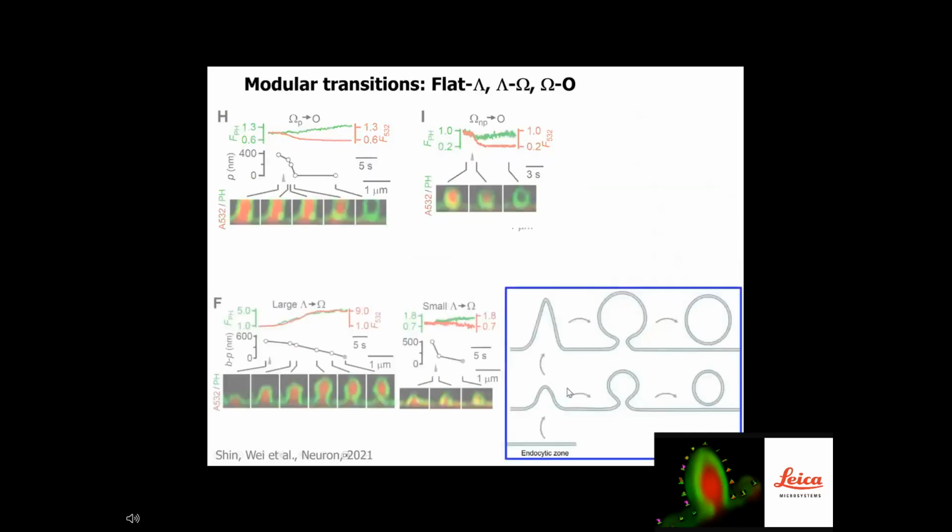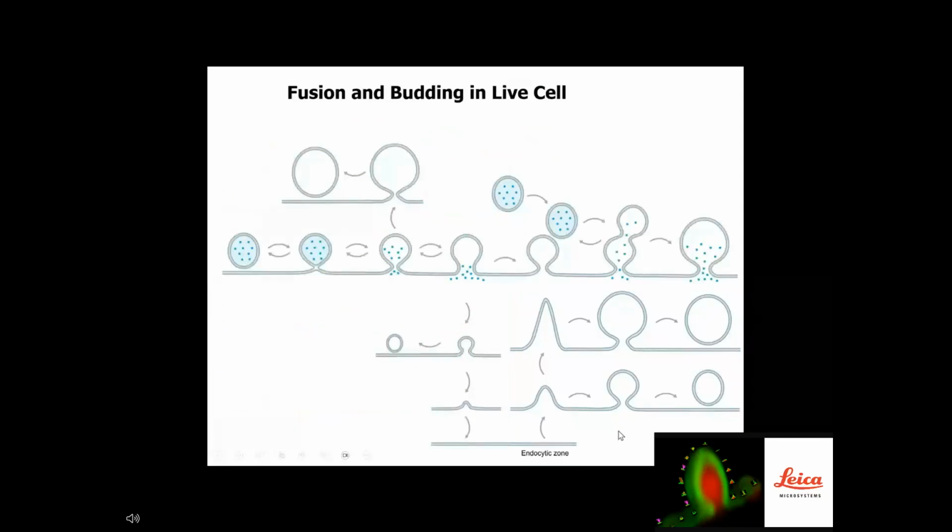So I have shown you the three modular transitions that mediate the thread to run transition. They have to undergo this lambda profile formation and omega profile formation. If the lambda profile is larger, the vesicle is larger. If the lambda profile is smaller, the vesicle is smaller. All right, so I have shown you the membrane fusion and budding in live cells that we can observe with the STED microscope. And I also showed you the compound vesicle fusions at the synapse.